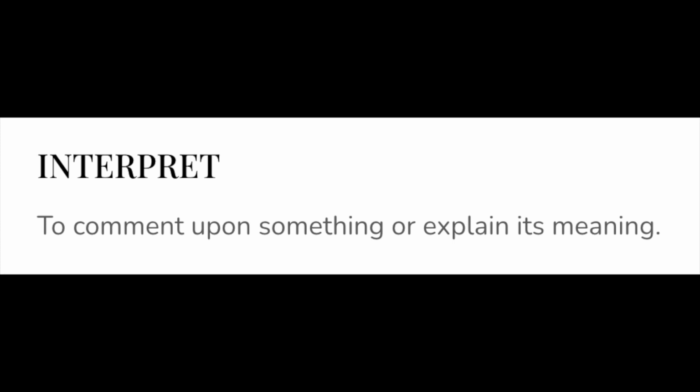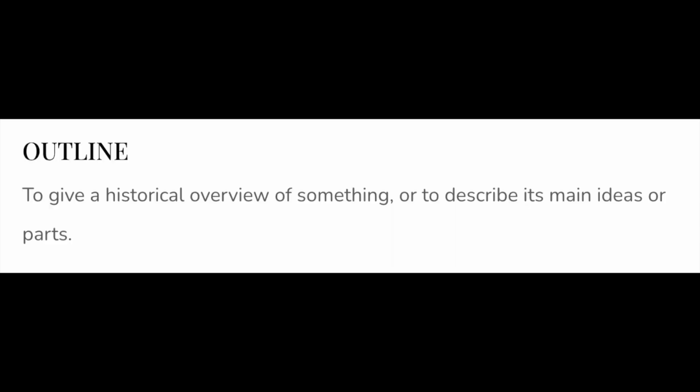Interpret. To comment upon something or to explain its meaning. And an easy way to understand this one is to think about an interpreter. An interpreter is somebody who listens to words and they try to make meaning of it. They make an understanding of it. Actually, it might not always be words, but they're trying to make that understanding of it. So if we're interpreting something, we're taking it and we are writing or explaining what that means. Outline. This is to give a historical overview of something or to describe its main ideas or parts.